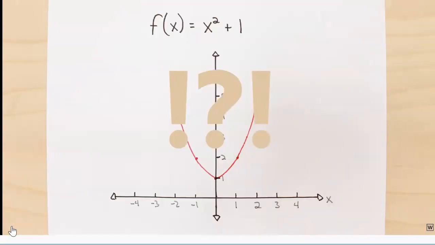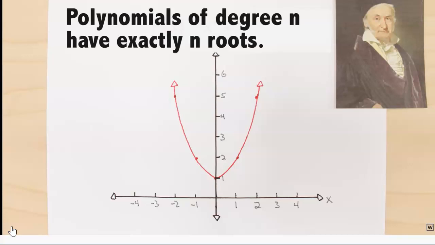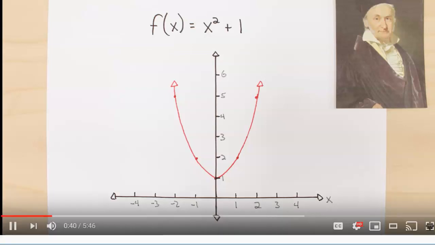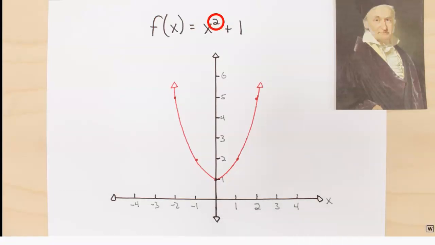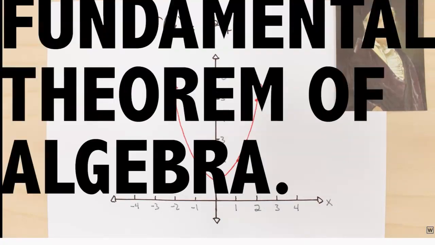But there's a small problem. A little over 200 years ago, a smart guy named Gauss proved that every polynomial equation of degree n has exactly n roots. Our polynomial has a highest power, or degree, of 2, so we should have 2 roots. And Gauss's discovery is not just some random rule. Today we call it the fundamental theorem of algebra.